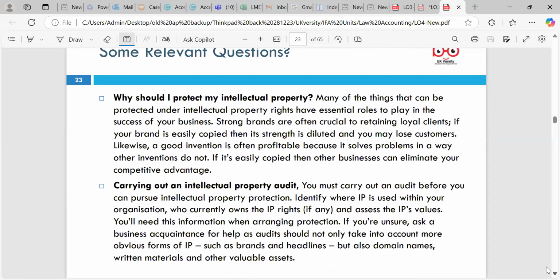And some relevant questions: why should I protect my intellectual property rights? There are many things you have to ask. Is it a strong brand? Like a COVID-19 vaccine, you spend years and years doing research, or months, and you spend billions. If you don't protect it, anyone can copy and make the medicine. It can eliminate your competitive advantage. That's why you have to carry out an intellectual property rights audit.